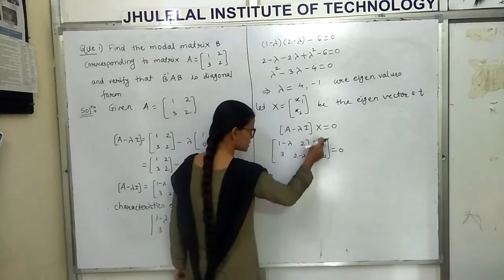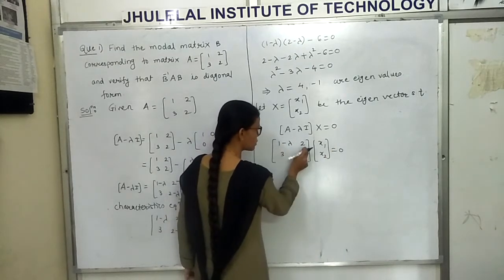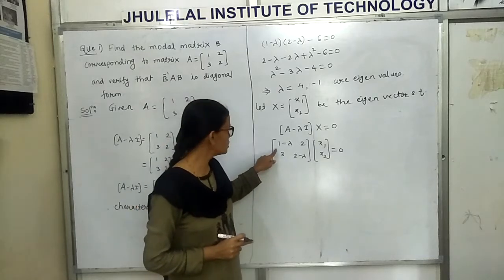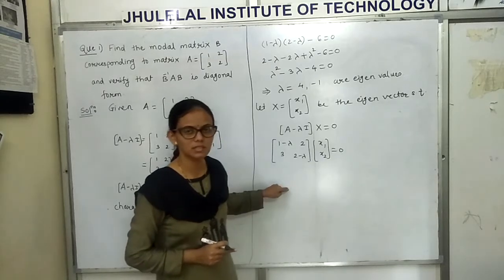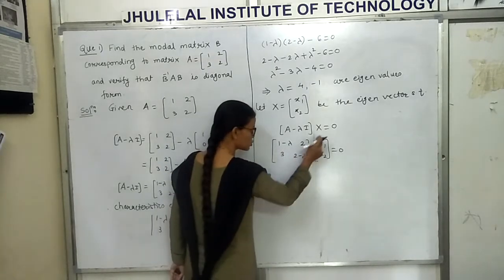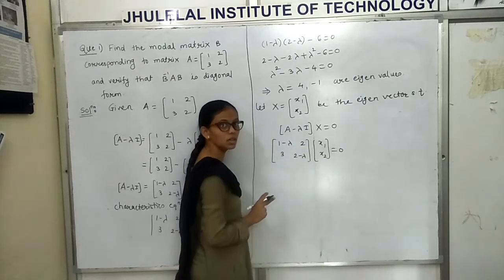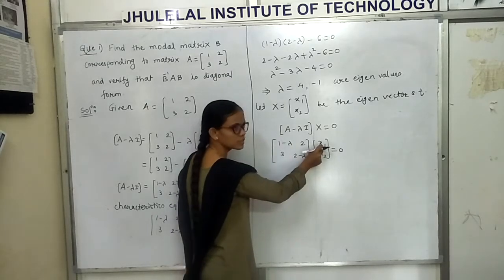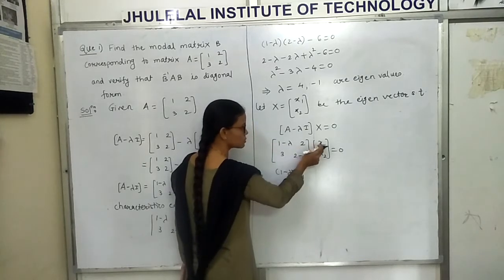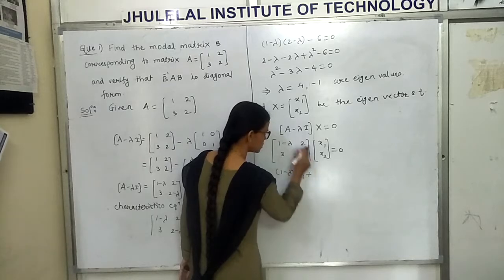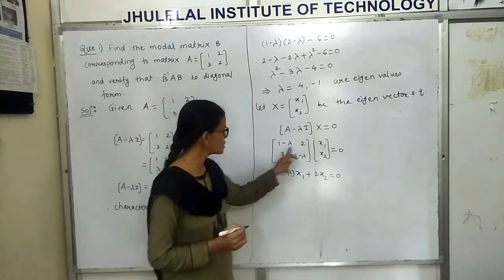So how do we multiply these two matrices? In matrix multiplication, the first row will multiply the column. Multiplication is possible when the number of columns of the first matrix equals the number of rows of the second. So multiply this first row with the column. In the first row there are two elements and in this column there are again two elements. So multiply the first element with the first element. Here it will be 1 minus lambda x1. The first element is multiplied with x1 plus 2, the second element multiplied with the second element. So in this way we get the first equation.